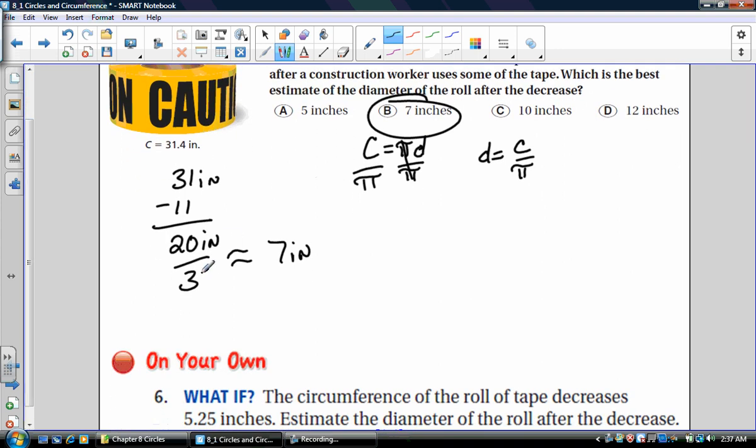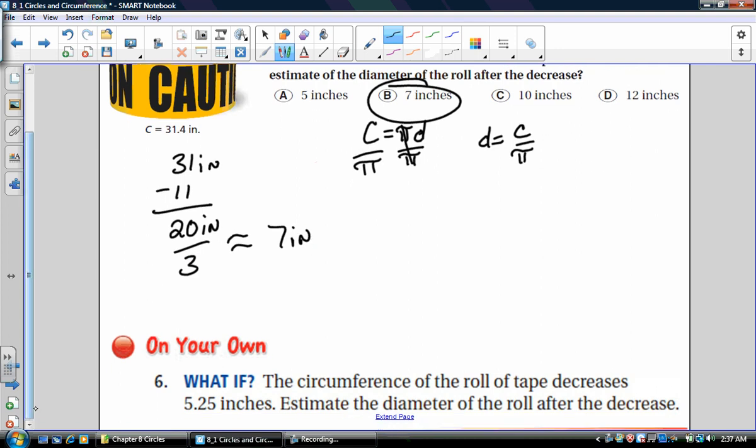Because we have our circumference and we divide it by pi, we're using 3 as an approximation for pi here. So 20 divided by 3 is going to be about 7 inches.